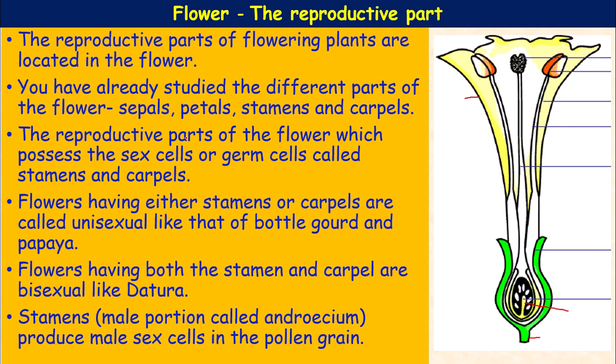A stamen consists of an anther. So you can see here, this is the stamen. The stamen consisting of this part is called the male reproductive part. It is called anther, and there is a tube-like structure. It is called as a filament. Anther and a filament. An anther is a swollen structure. It is present on the tip of the filament. The anther produces a powdery substance. It is called pollen grains. Pollen grains contain the male gamete.